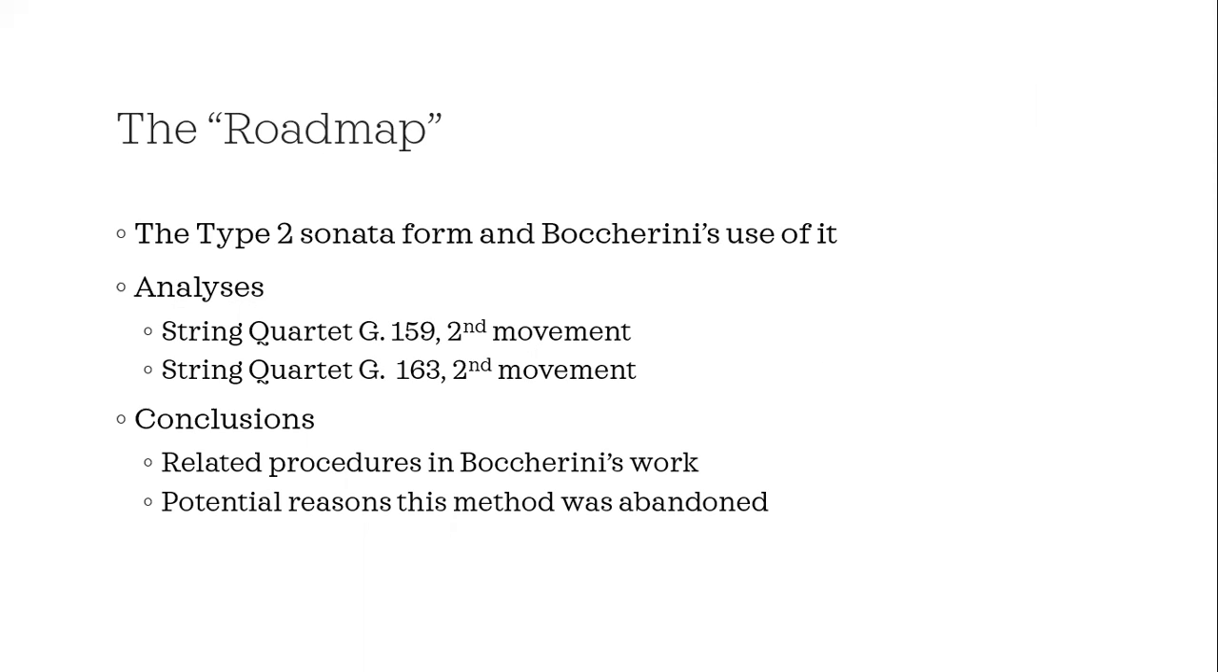The remainder of this paper is divided into three parts. First, I provide a brief overview of type 2 sonata form, which both of these movements use, and offer some specifics on Boccherini's realizations of this form. The lion's share of this paper examines the two movements cited above, focusing mostly on their expositions. Finally, I end with a discussion of why Boccherini may have abandoned this method of problematizing the exposition.